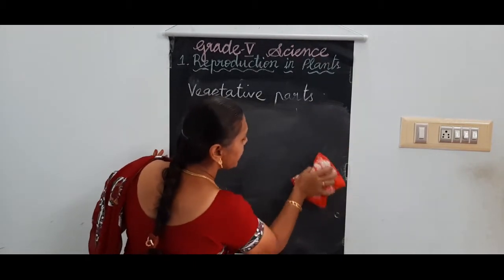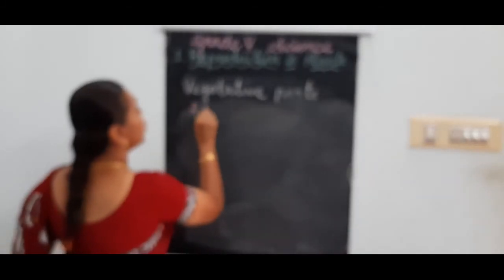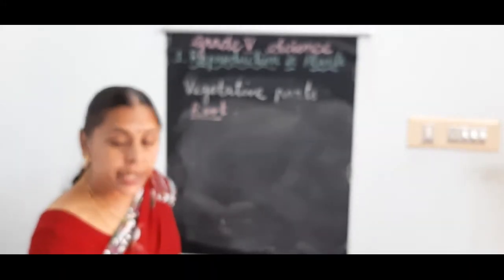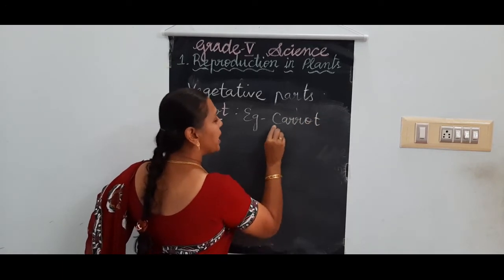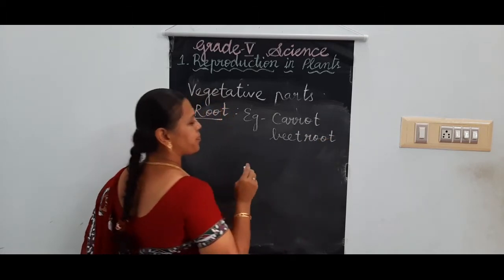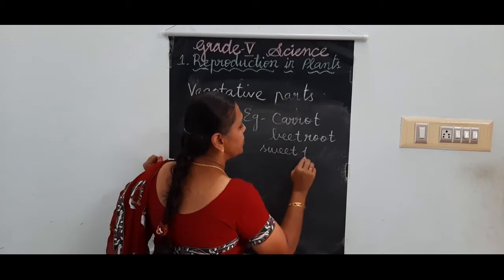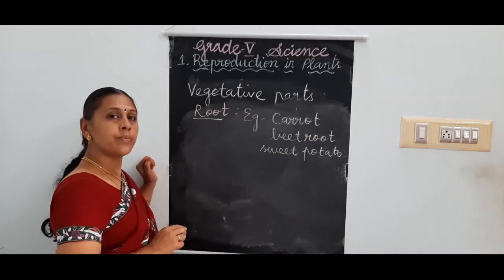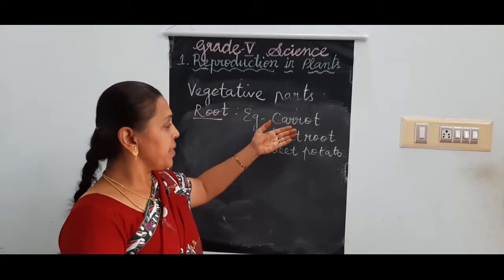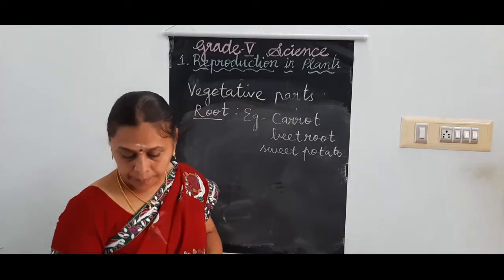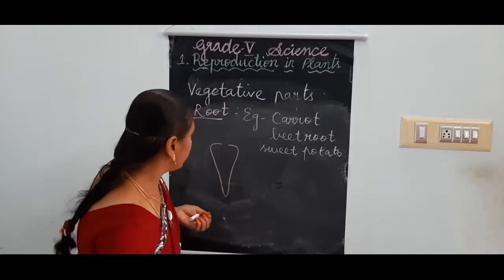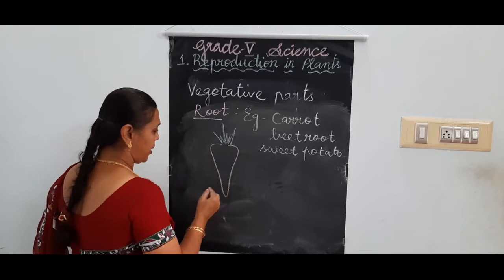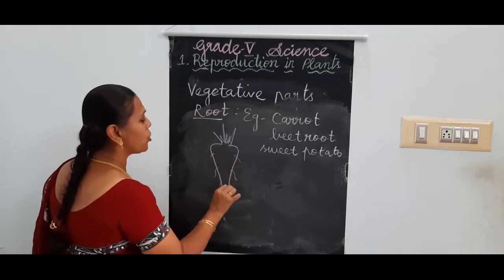Next one, we shall see some examples of reproduction through root. Next one, reproduction through root. Vegetative part. Root is also a vegetative part. For this, examples: carrot, then beetroot, sweet potato. Okay, so like this, these are the root parts of the plant. For example, you can see the carrot from your home itself. And from this the small roots will develop.